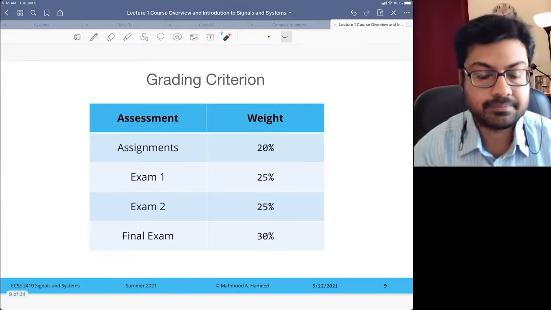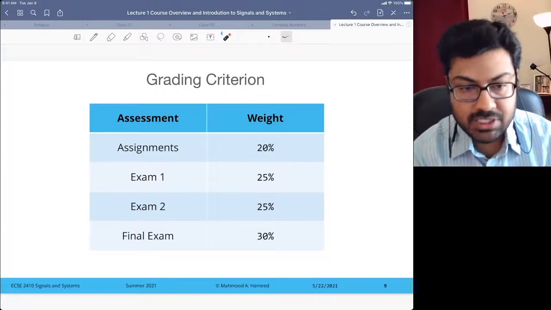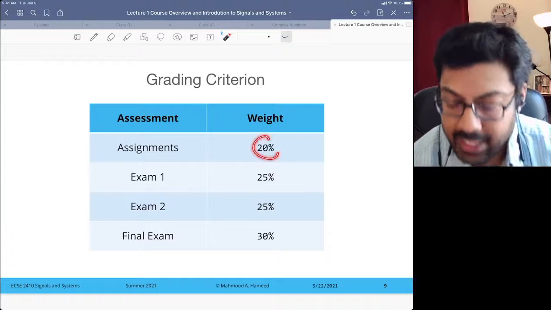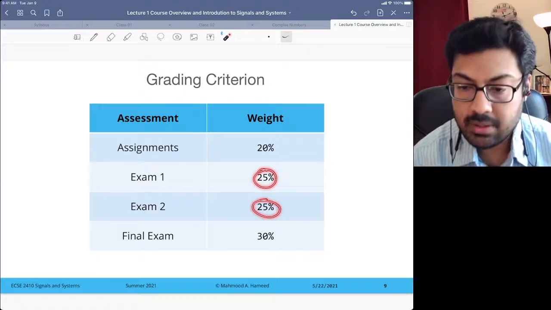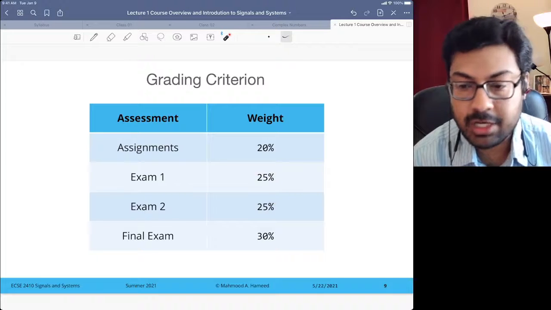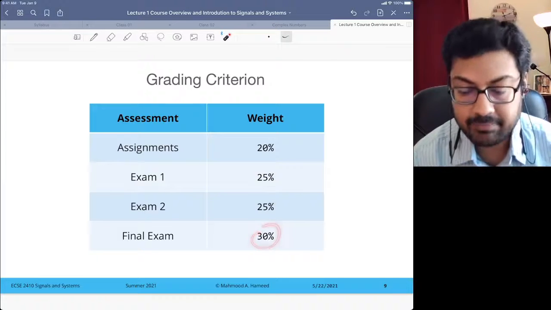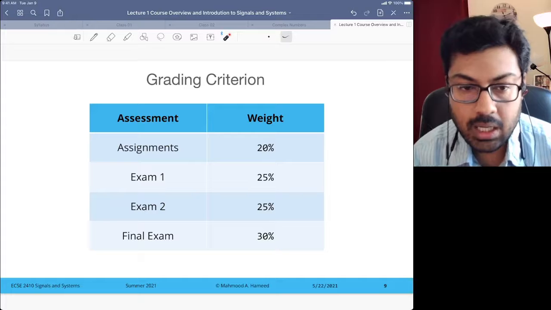Grading criteria. Homework assignments are going to be 20% of your grade. For exam 1 and 2, you have 25% each. And then for the final exam, you have 30% of your grade riding on the final exam. So that's how the grading for this class is spread out.